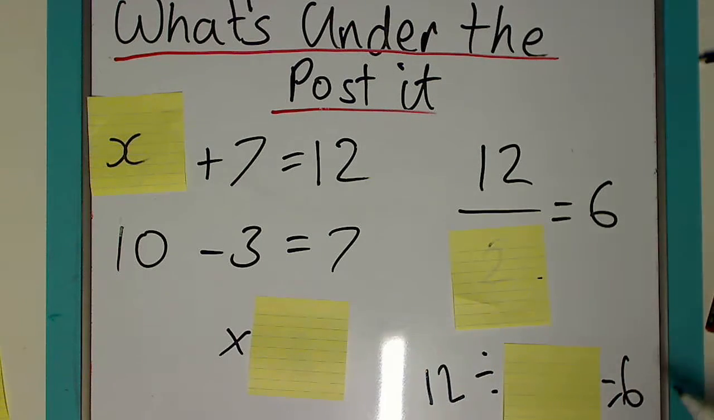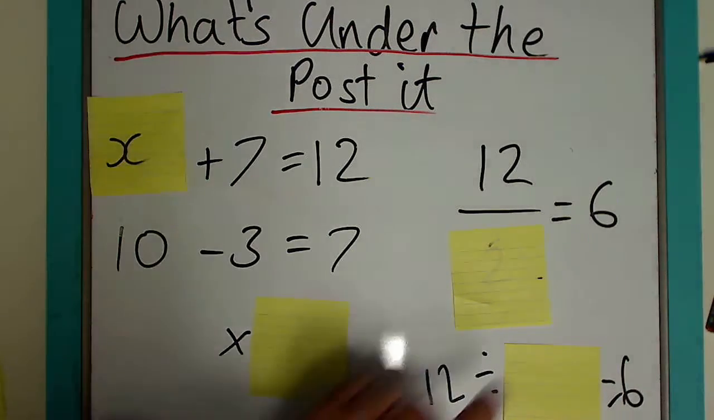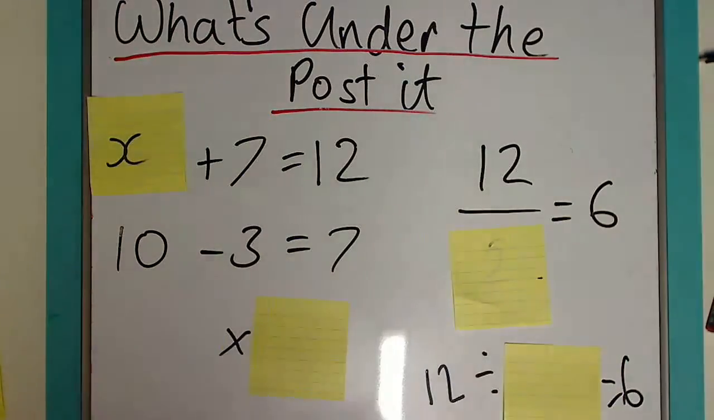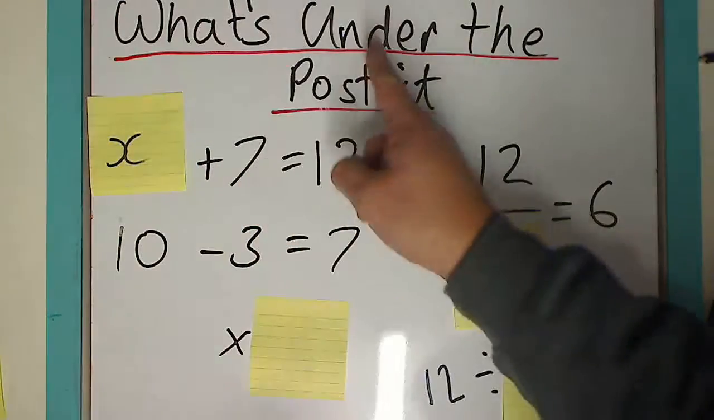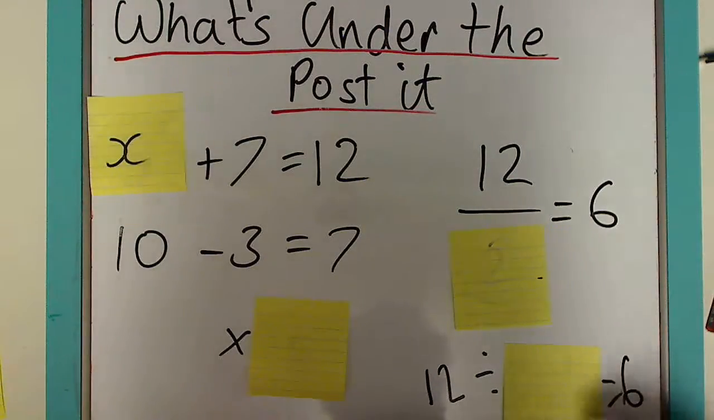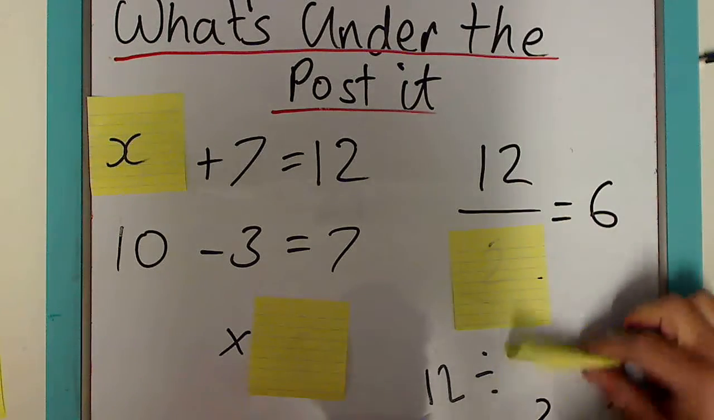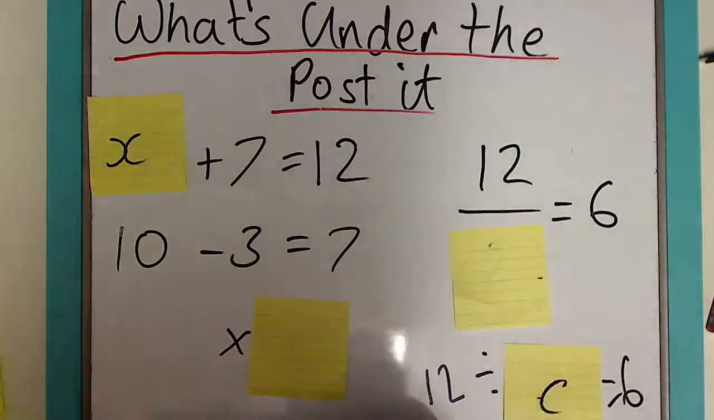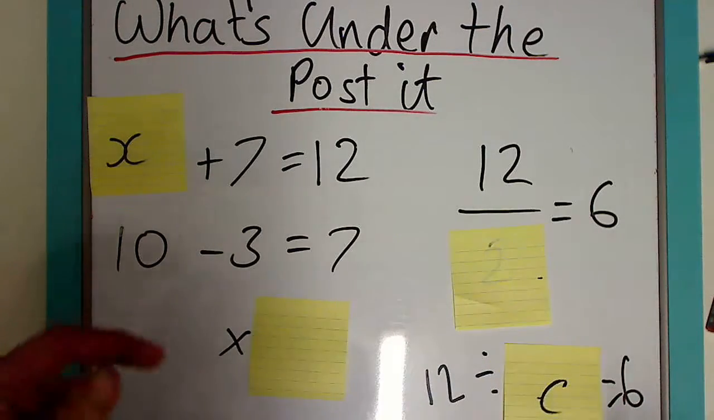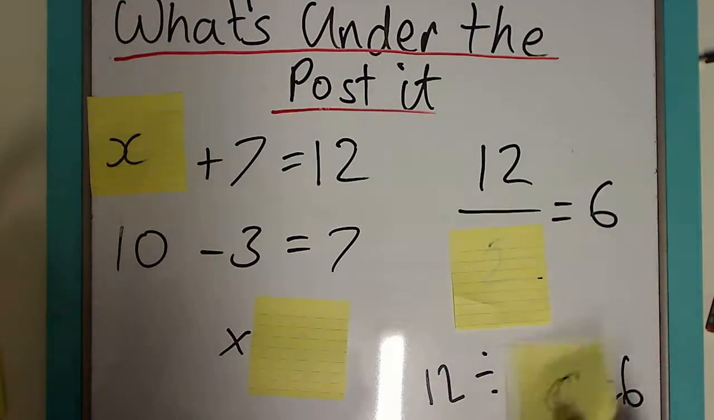Alright, so what would be under that Post-it? I'll write the number underneath the Post-it so you can't see. Okay, so now I'm going to guess what's under the Post-it will be number 2. Yeah, you get number 2. So we'll call him C. If you get 12 divided by C equals 6, you can just go, well, C has got to equal 2.